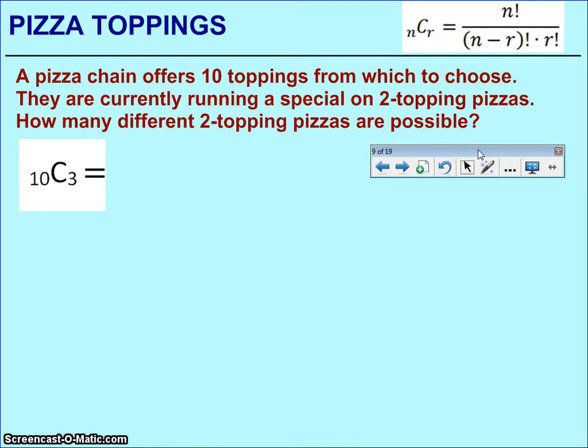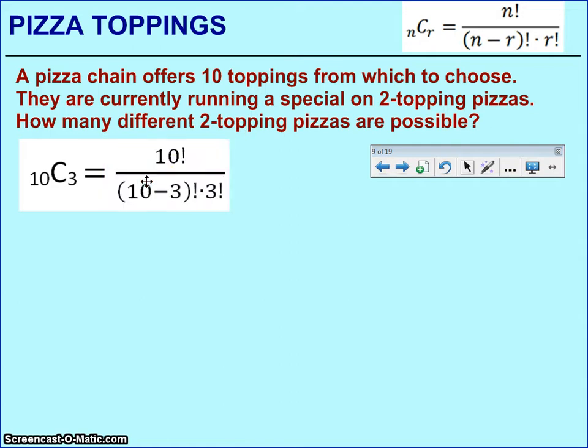A pizza chain offers 10 toppings from which to choose. They are currently running a special on 2 topping pizzas. How many different 2 topping pizzas are possible? And of course I did the wrong formula. So change all those 2's up in the description there to 3 topping pizzas, and that should work. So let's go: 10 toppings, 3 topping pizzas is what you're choosing. Go for it.